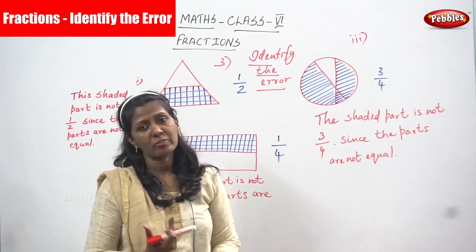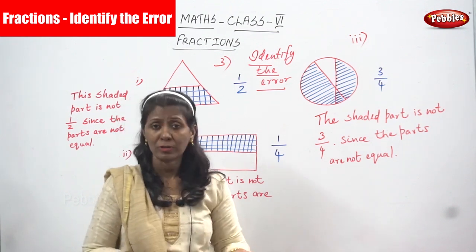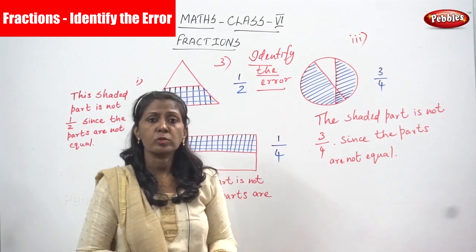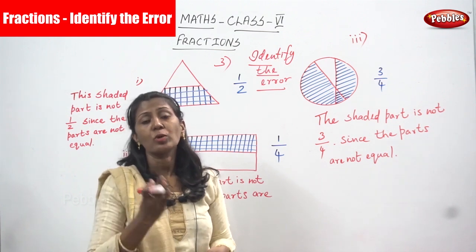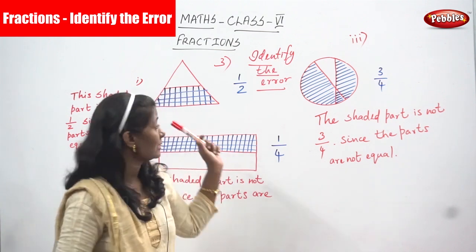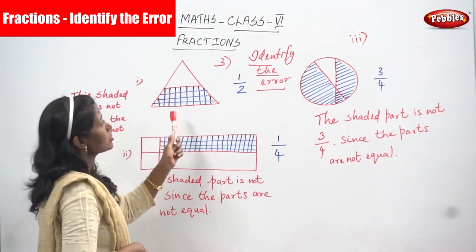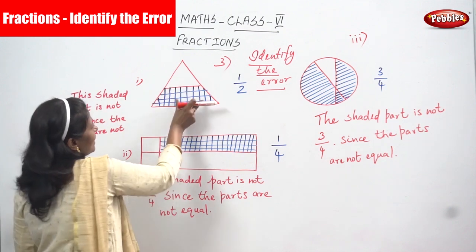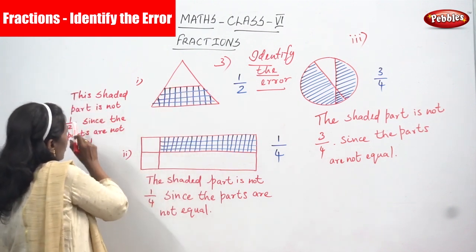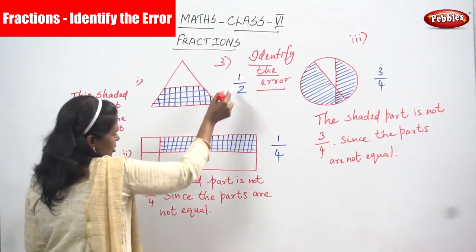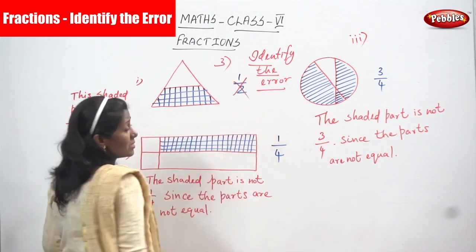The total number of parts you write first, that is called the denominator. How many parts you have taken out from the object, you also have to mention, that is the numerator. Whatever the object may be, you have to cut into equal parts. In this object I have cut into two parts, but these two parts are not equal. This is greater, this is smaller. So this shaded part is not 1 by 2, since the parts are not equal.